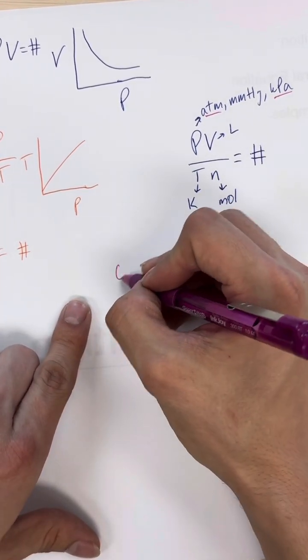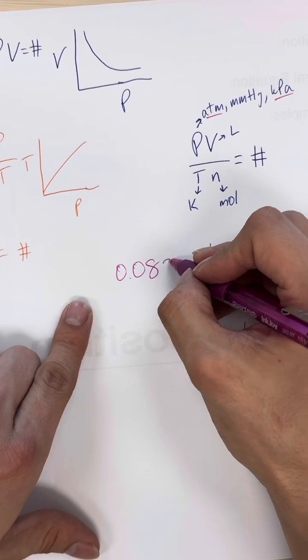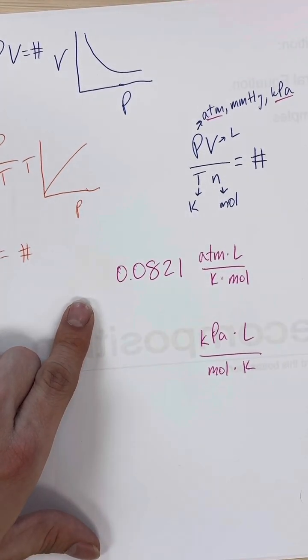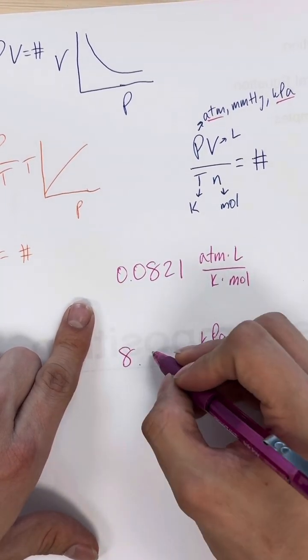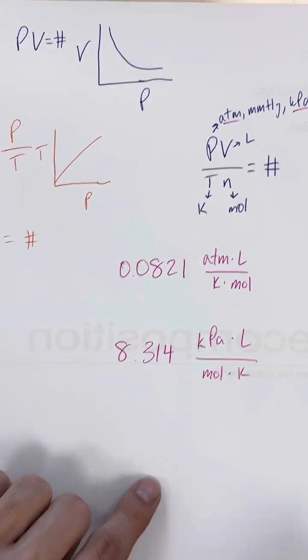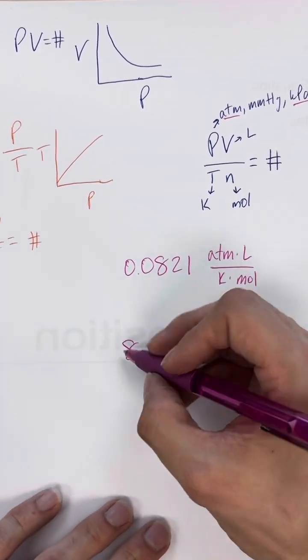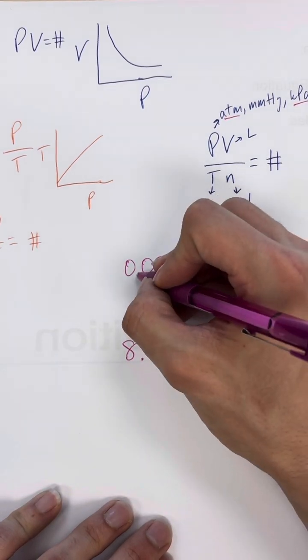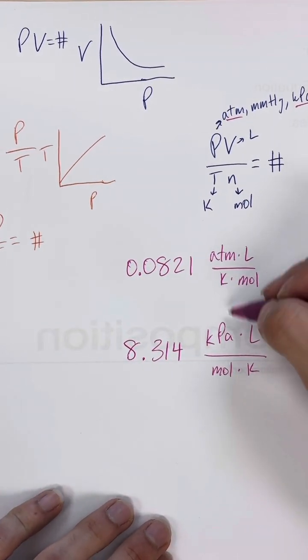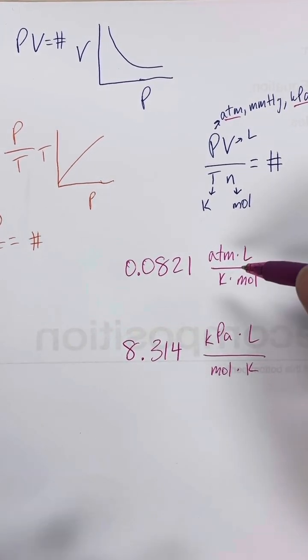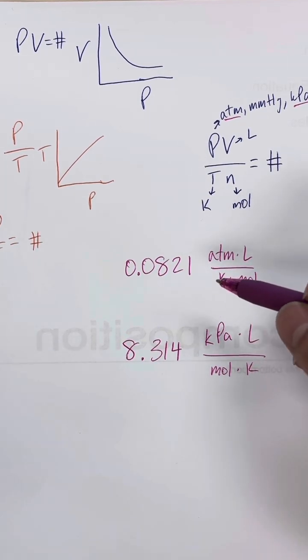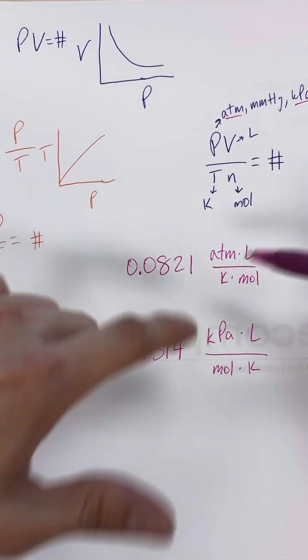So this is 0.0821, and this is 8.314. You do not need to have these numbers memorized. You'll be given these. These are stupid numbers to have to memorize. What we do need to know is how to use these units. So when I pick this gas constant in the ideal gas equation, which I'll talk about in a second, we have to pick the one that has the matching units.